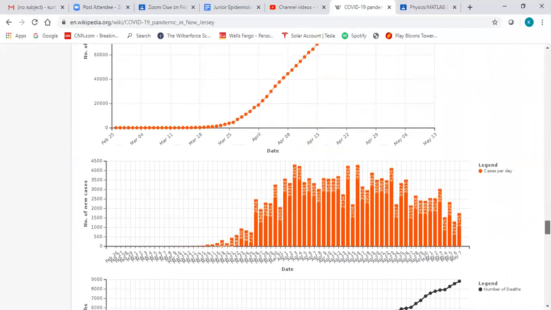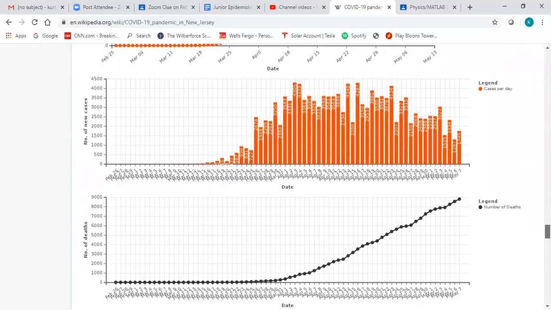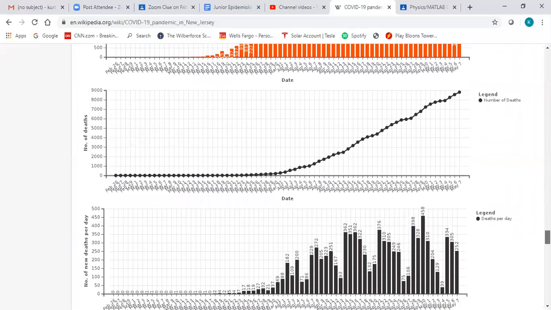The next chart down here shows the new cases per day. So that was going up and is coming down. That's the good news, that the number of cases per day is dropping off, which is why we're starting to open up. We have the number of deaths that never comes down. The graph is only going to go up.